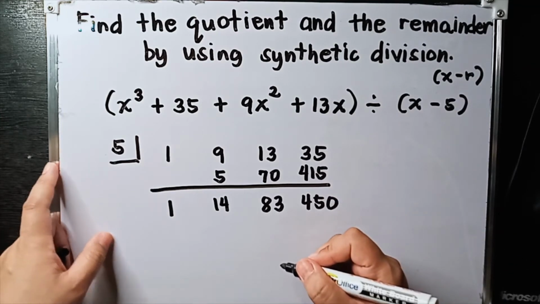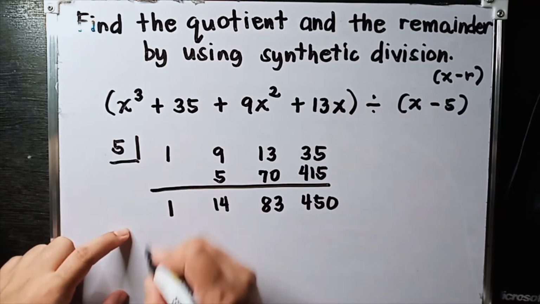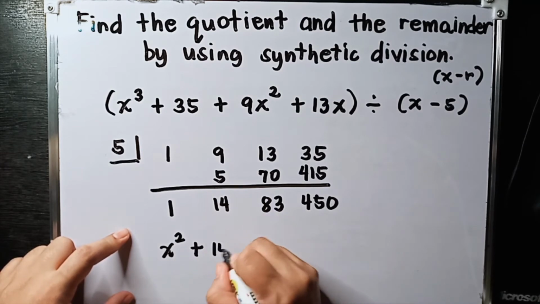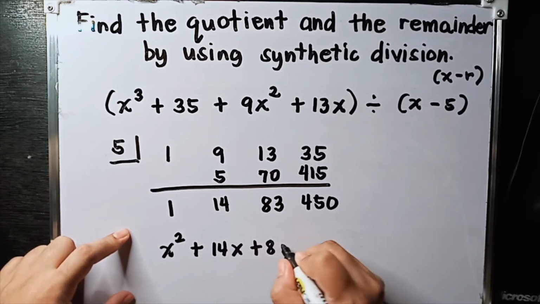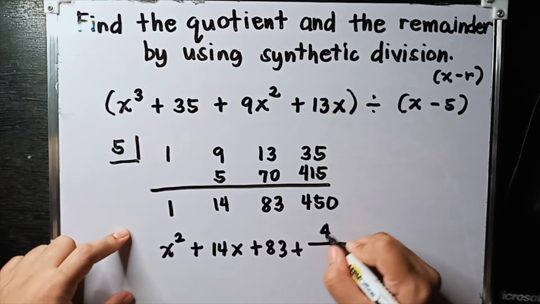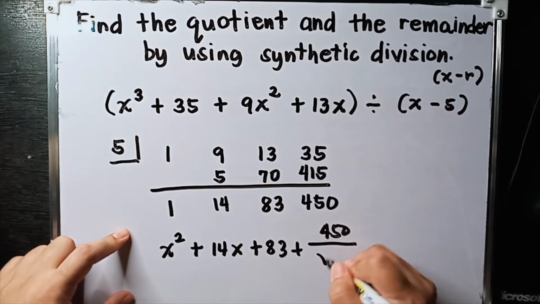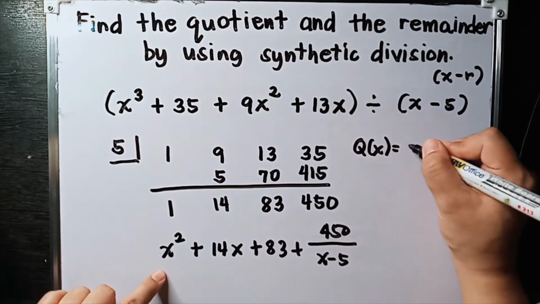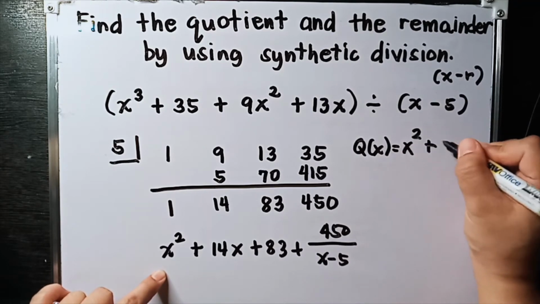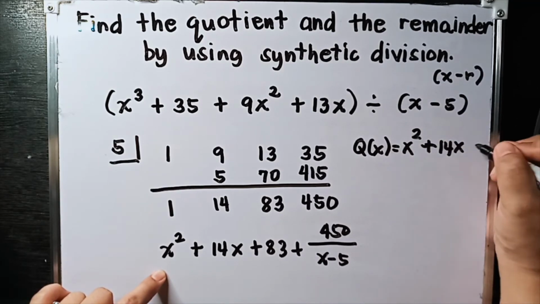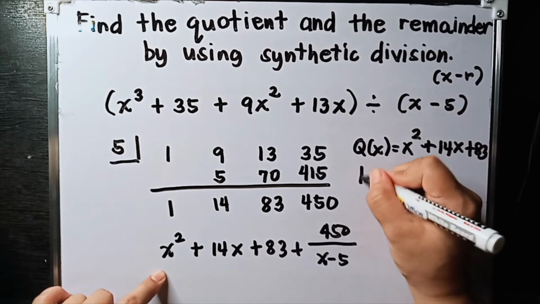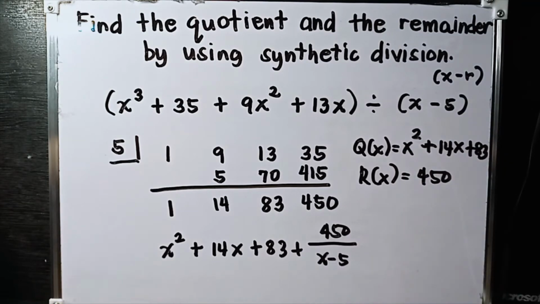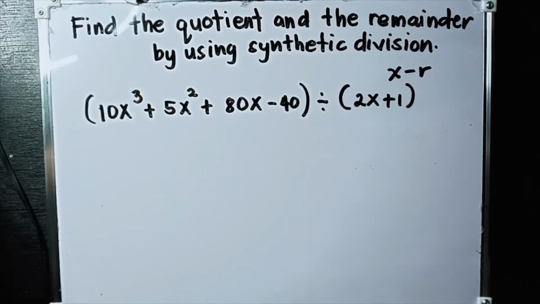Now we are ready to write our quotient. So we have here x squared plus 14x plus 83, plus 450 over the divisor, which is x minus 5. So what is the quotient then? The quotient is x squared plus 14x plus 83, while the remainder is 450.